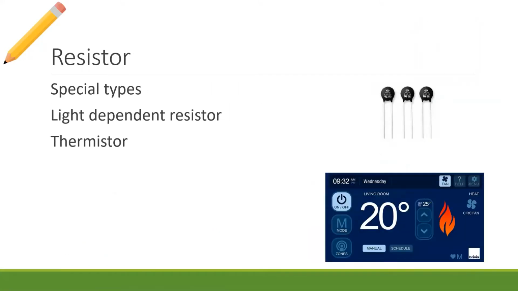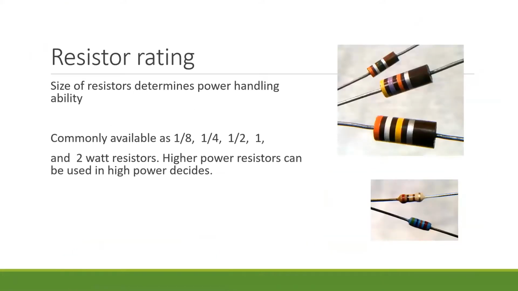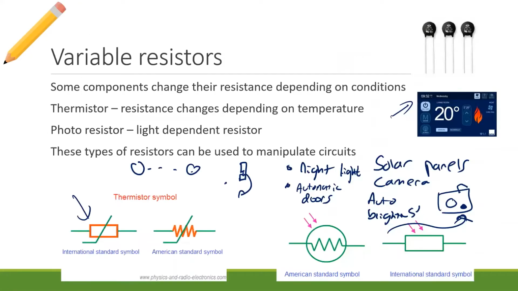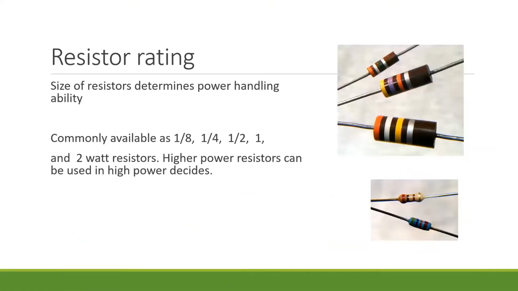So these are the special types of resistors that I said. I've already talked about them here, so I'm not going to talk about them again. Resistors do come in a variety of ratings. There's no pencil here, so I just wanted to talk about this. Sometimes you will need really, really big, thick resistors because you're dealing with really, really high currents and really, really high voltages. But most of the time, you can probably just get away with small resistors because you're just dealing with 2 or 3 volts or something very, very small.